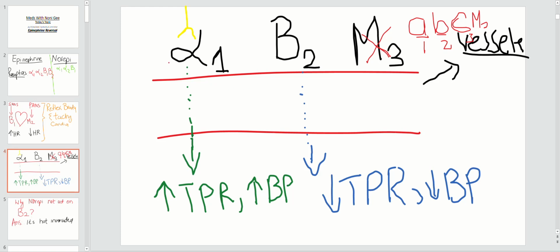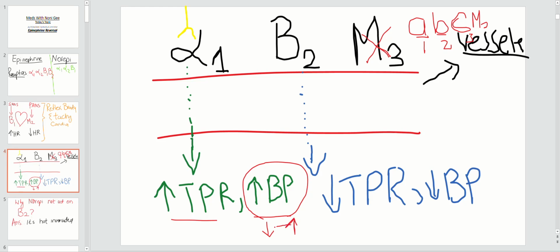So what is happening if you are stimulating the alpha 1 receptor, right? You will get vasoconstriction. Whenever you have vasoconstriction, what will be the result? You have increased total peripheral resistance, and that will result in increased blood pressure. Whenever you have increased blood pressure, the effect on the heart will be opposite: if you have increased blood pressure, the heart rate will decrease. If you have decreased blood pressure, the heart rate will increase, right?